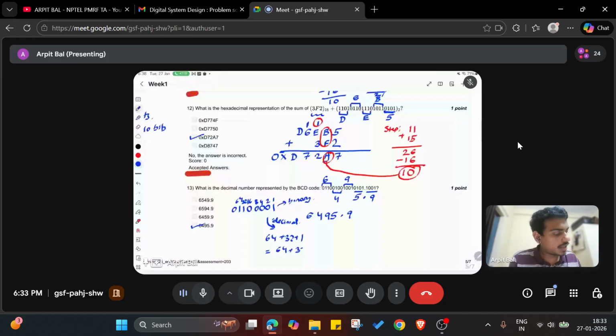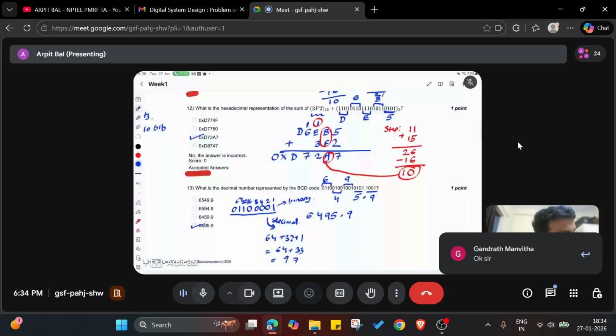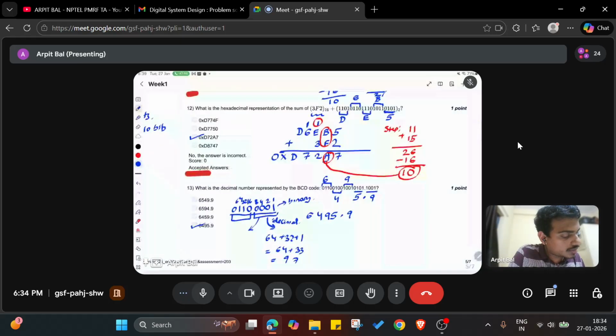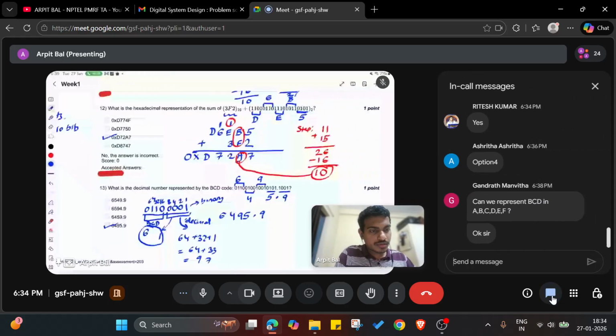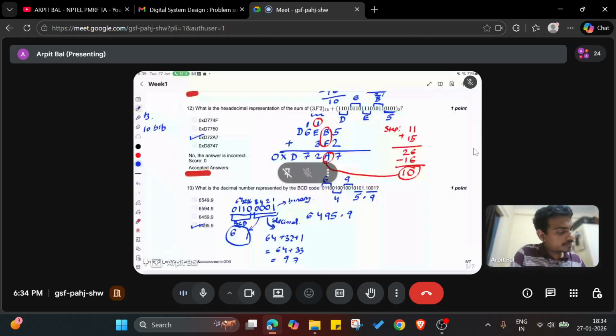So this actually comes as 97 if I assume that this is a binary number. But if I assume that this is a BCD number, I'll just pick 4 bits and convert it into decimal. So this will be 6 and this will be 1. So this will be 61 in decimal if it is a BCD number. Is that clear? The difference between a BCD and a binary number? Yes, sir.